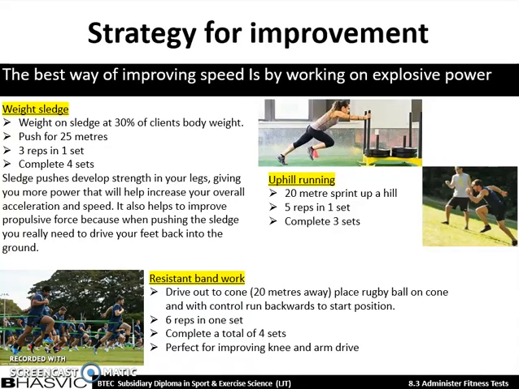As a strategy for improving speed, the best way of improving speed is by working on explosive power. So things like a weight sledge, for example. For weight sledging, put a weight on a sledge at 30% of the client's body weight, mark out a 25-meter area and push the sledge for 25 meters as fast as they can, really pushing back into the ground to really get that acceleration forwards.